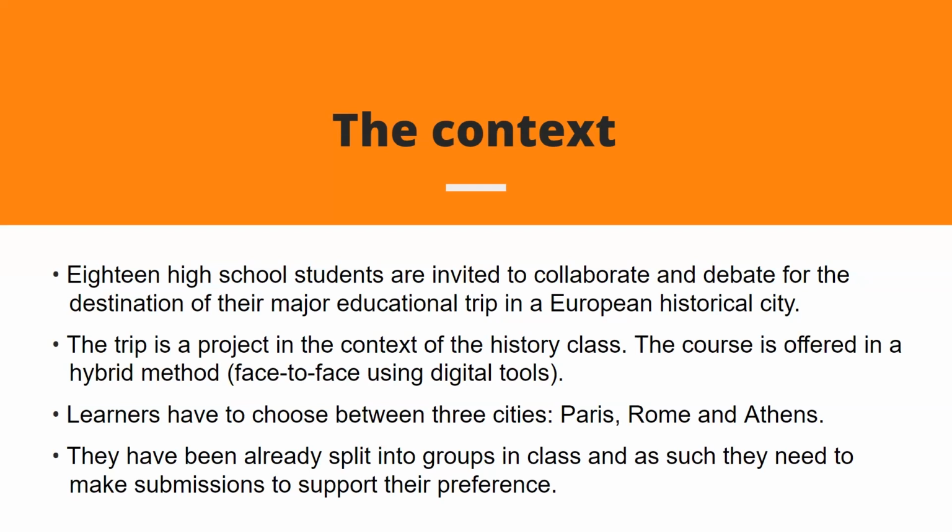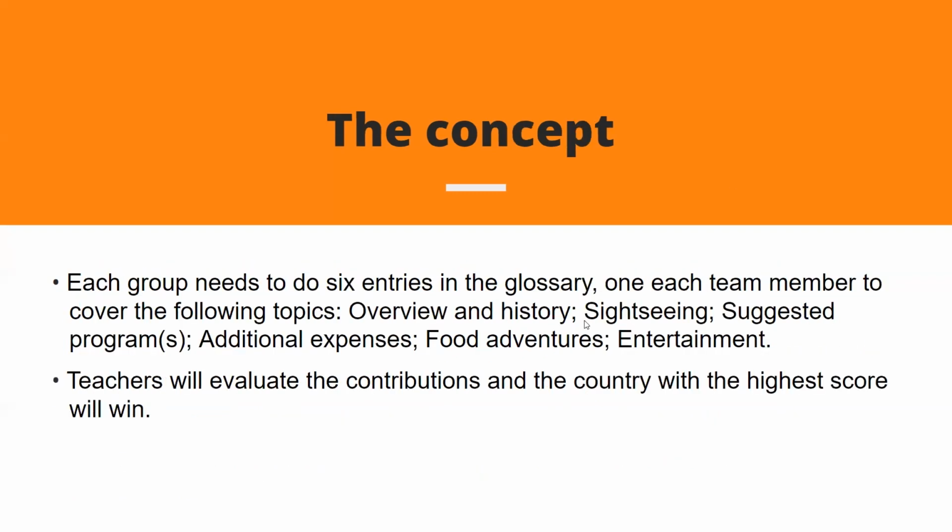They have already been split into groups inside the class, and as such, they need to make submissions to support their preferences. Now, we actually have 3 groups of 6 students, and each group is going to support one of the 3 cities. What's the concept? Each of the 3 groups needs to make 6 entries into the glossary. One entry must be done by each member of the team to cover the following topics.